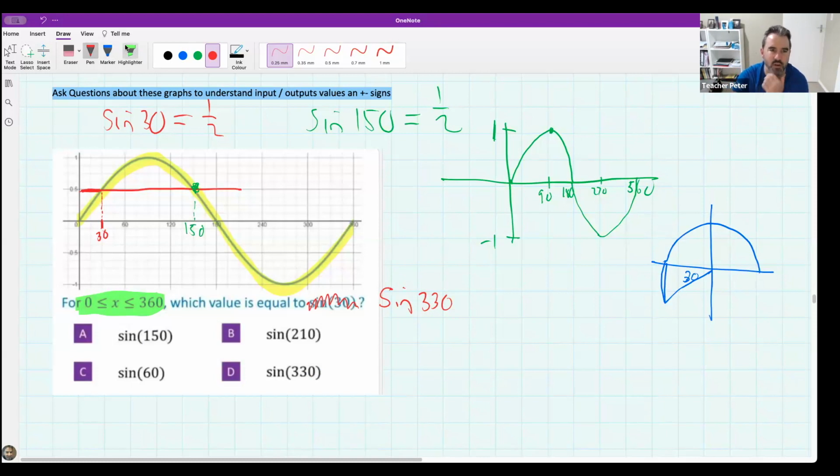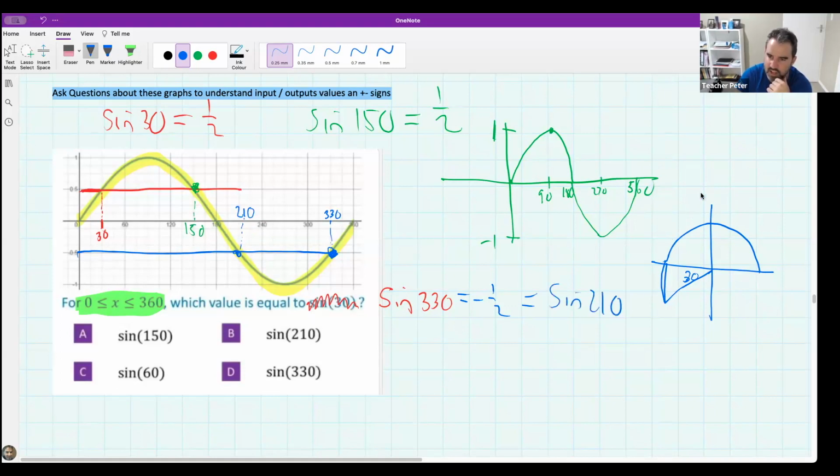So first, let me find where 330 is. So it's halfway. So there's 330. And what value is in line with the sine of 330? Well, it's in line with minus a half. And that's what the sine of 330 is. It's minus a half. But if I look at the drawing, what else is equal to minus a half? It does appear like it's halfway between 180 and 240. And so that is 210. So you will notice that the sine of 330 is actually equal to the same as the sine of 210. They are both minus a half.